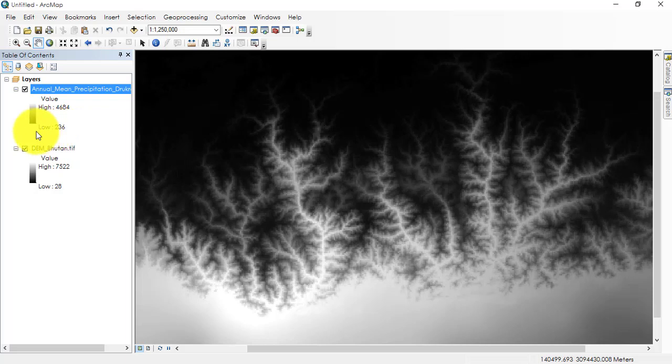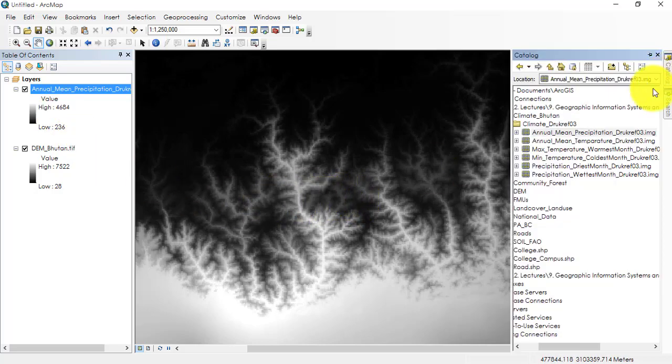It's in millimeters. The areas with dark colored regions are receiving the lowest mean annual rainfall or precipitation of 236 millimeters. And if you look at some white regions, mostly towards lower foothills and the valleys, they are receiving about 4,684 millimeters of rainfall annually. Let's look at another file.